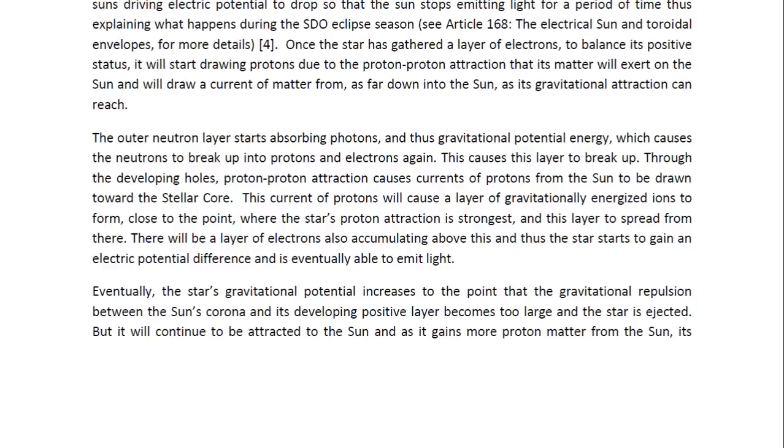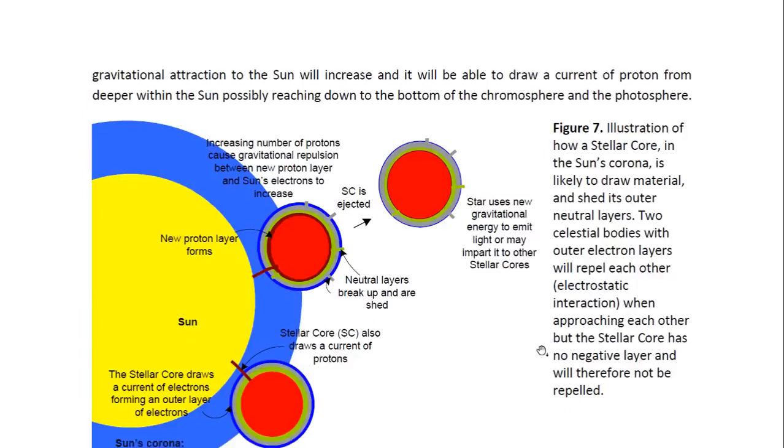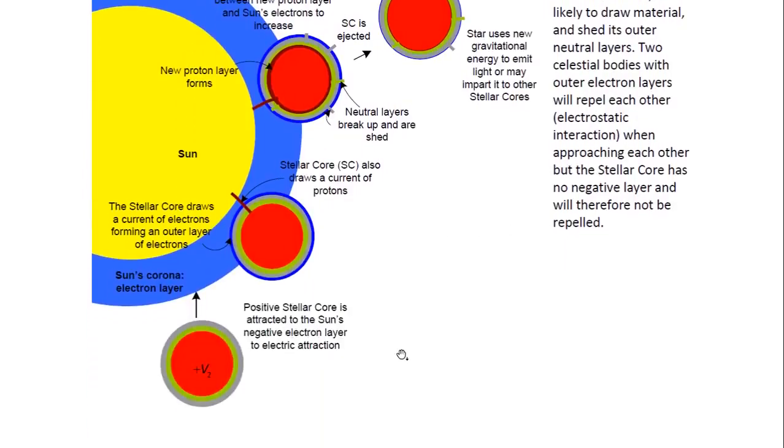ejected. But it will continue to be attracted to the sun, and as it gains more proton matter from the sun, its gravitational attraction to the sun will increase, and it will be able to draw a current of protons from deep within the sun, possibly reaching down to the bottom of the chromosphere and the photosphere. So this is illustrated here.